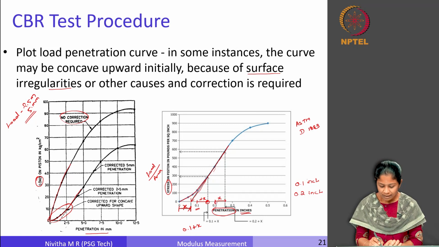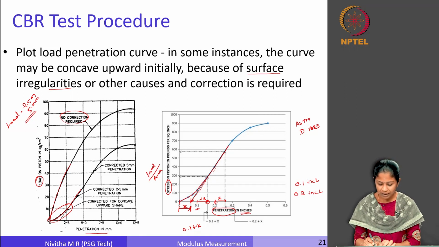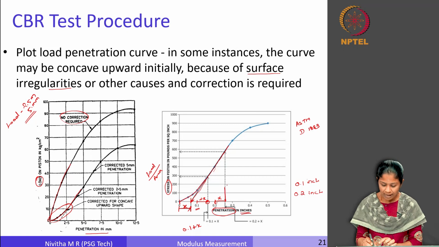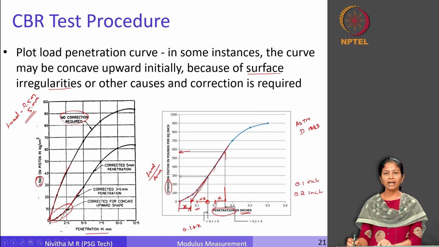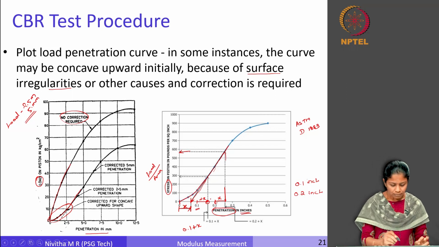What is this x? That is nothing but the difference between this 0 and the point at which this line meets the x axis, which we have quantified. So, I take this x, offset the 0.2 by this x distance, and then I meet the curve and calculate the corresponding y value. This is how we carry out correction in case of plots wherein there is an initial concave upward trend. Now, let us come back to this IS plot and see.